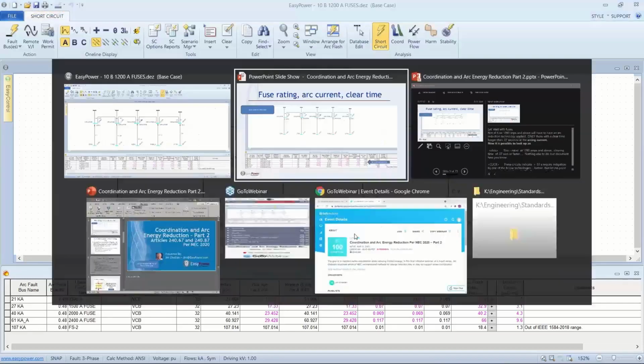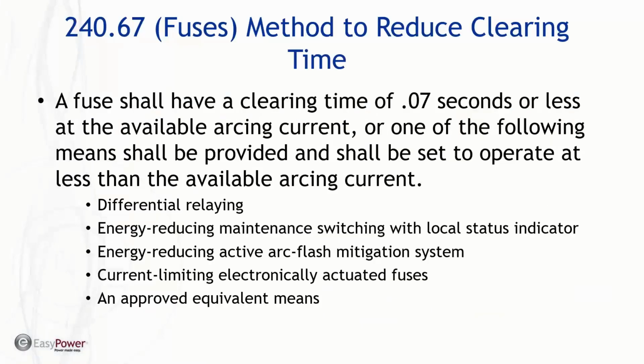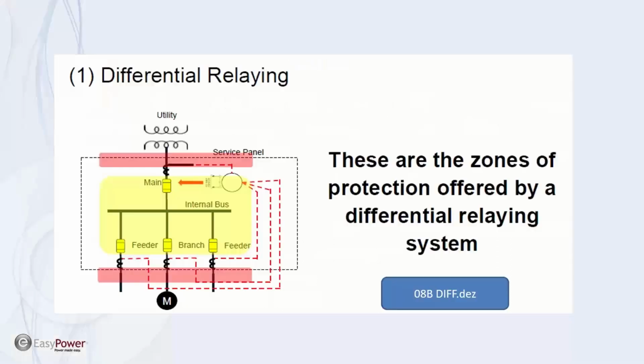Okay, so what that entails now is part of the regulation. Any fuse having a clearing time of 70 milliseconds or less is not subject to these restrictions. But for anything outside of that bound, one of the following methods can be chosen: differential relaying, energy reducing maintenance switching, energy reducing active arc flash mitigation, current limiting electronically actuated fuses, and an appropriate equivalent means. Well, we'll get into an example of these more so when we get into the breakers.